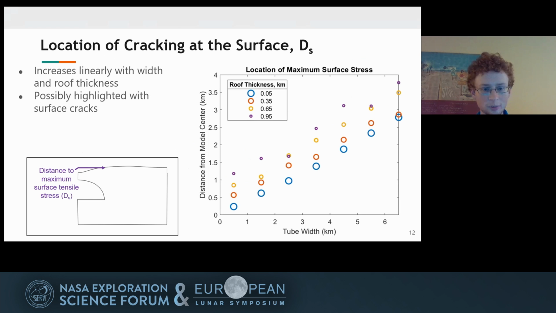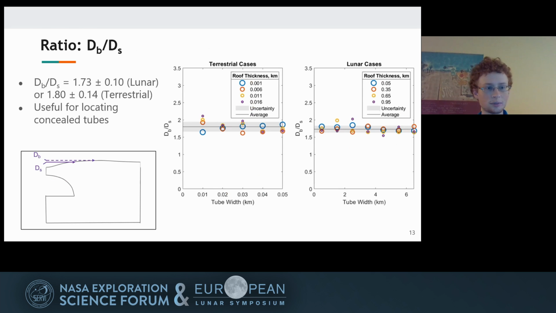I found this distance depends predictably and linearly on tube width and tube roof thickness. And this relationship could be used, if we can find this surface feature, to determine the width of the tube from the surface. I also studied a similar distance, which is the distance from the center of the tube to the peak of the elastic bulge that it causes on the surface. And I found the ratio of these two distances to be constant. I think this ratio could be used, if we can find these two surface features but can't find the tube itself, to determine the location of the tube.